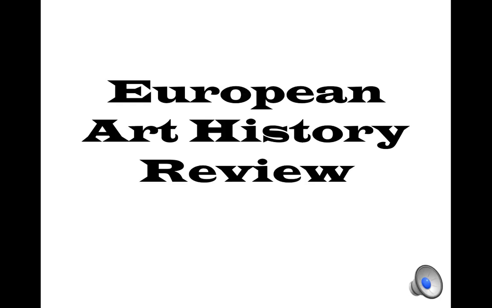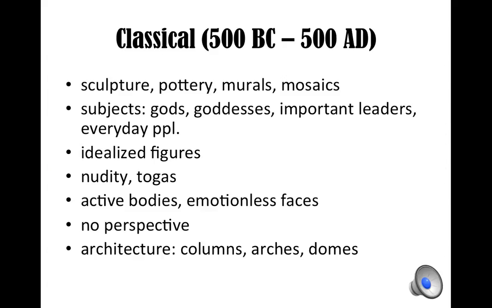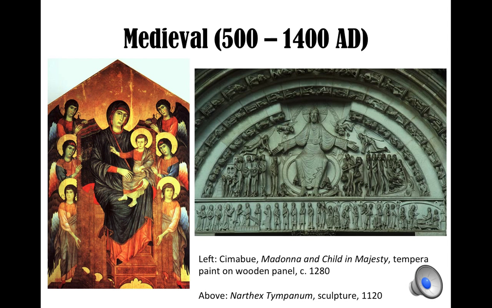Hi everybody, today we're going to do a European art history review, and so we're going to look at what all this means. So in the classical time period, the Greeks and Romans, the human body was on much display. Symmetry, domes, pillars are all important. So we have gods and goddesses, important leaders, nudity, togas, active bodies. No perspective though. That's going to come in the Renaissance.